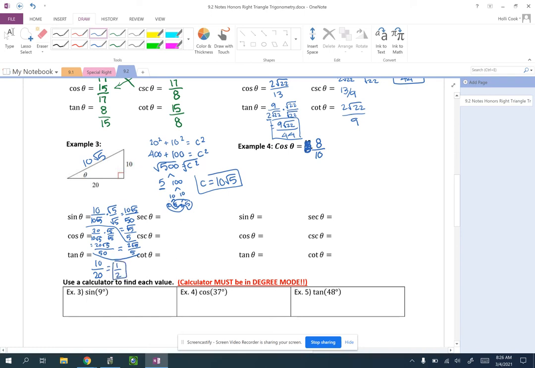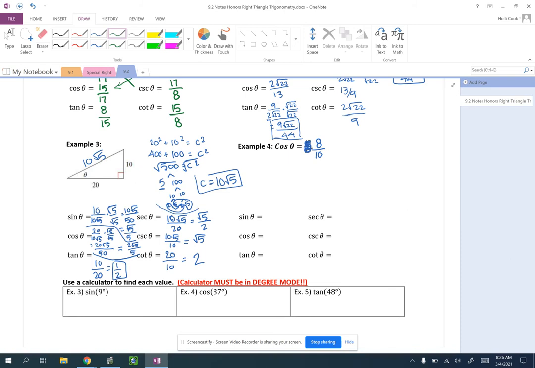Our secant is our hypotenuse over our adjacent side. So that's going to be 10 root 5 over the adjacent, which is 20. Now 10 over 20 is 1/2, so we get the square root of 5 over 2. Cosecant is our hypotenuse over our opposite. So 10 root 5 over the opposite side is 10. 10 over 10 is 1, so we're just left with the square root of 5. And lastly, cotangent is adjacent over the opposite, and 20 over 10 is 2.